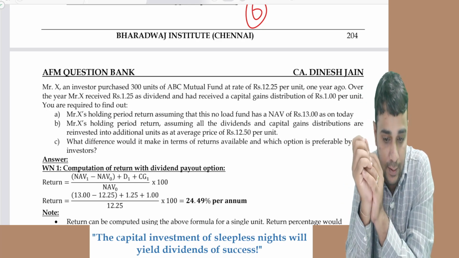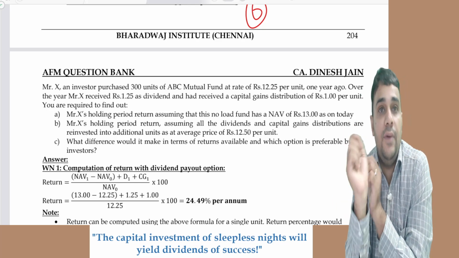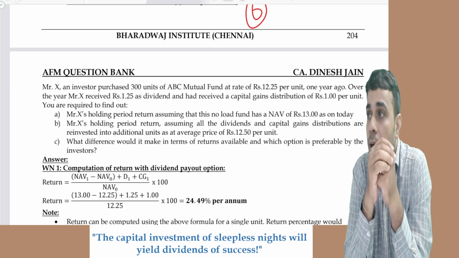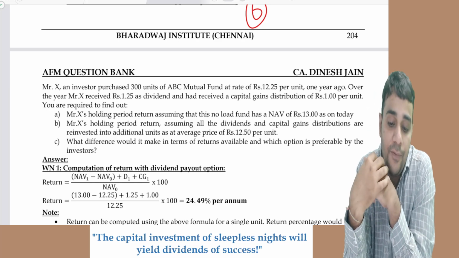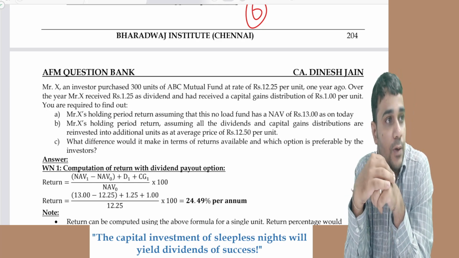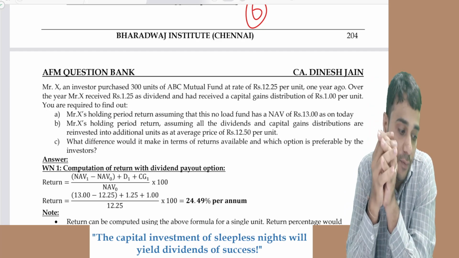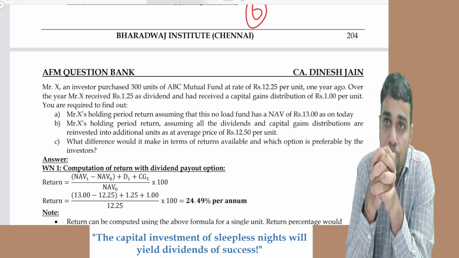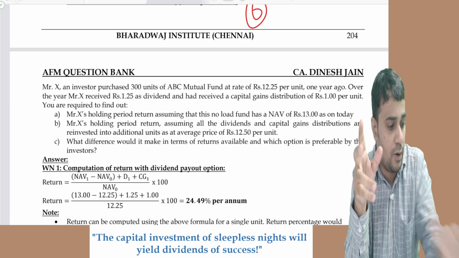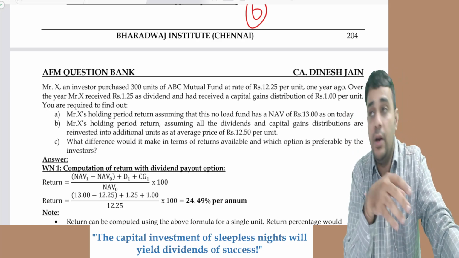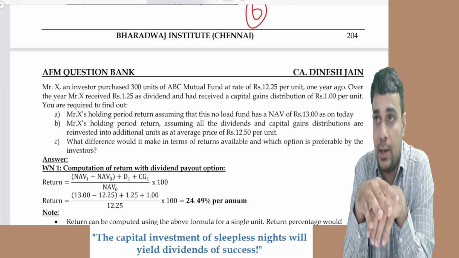Then comes Mr. X's holding period return, assuming all the dividends and capital gain distribution are reinvested at an average price of 12.50. Reinvested means you did not get dividend in rupees, you got dividend in units. Can I use the formula directly? Formula application is not possible. So now you have to get into another calculation. Let's start.